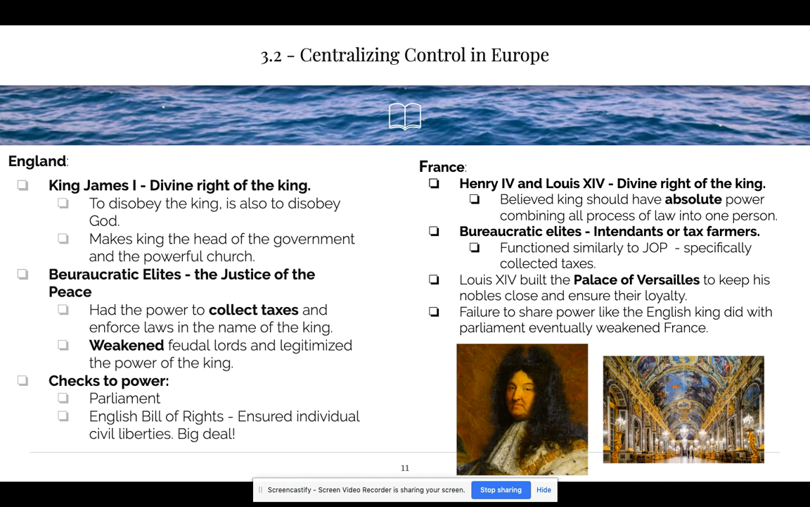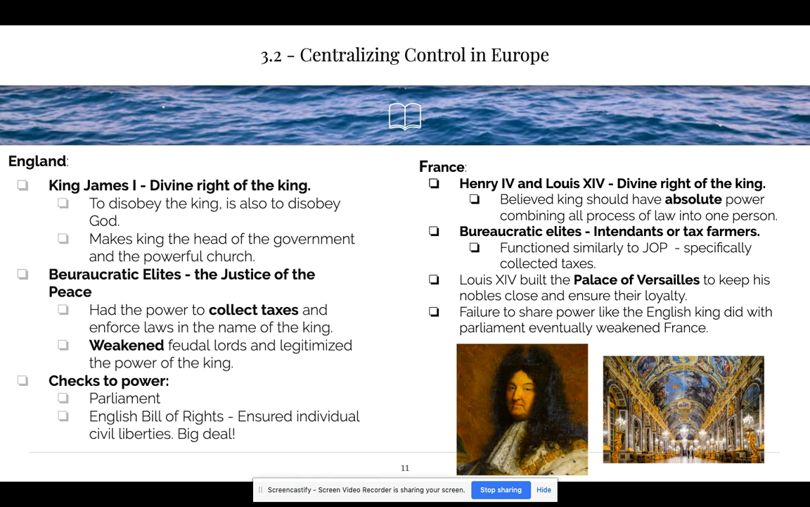It's kind of like unalienable rights in the American Constitution. Let's look at France now. We have Henry IV and Louis XIV, some of the biggest characters in history. They also believed in the divine right of the king, and they believed that they should have absolute power, combining all processes of law in one person. So no parliament, nothing like that. King gets to make all the decisions. Louis, in fact, said, I am the state. So he believed that without him, the French Empire would not exist.